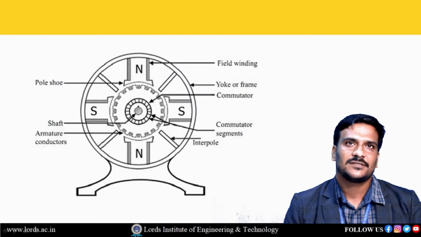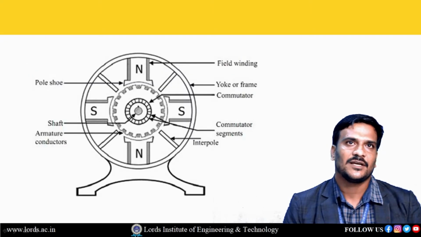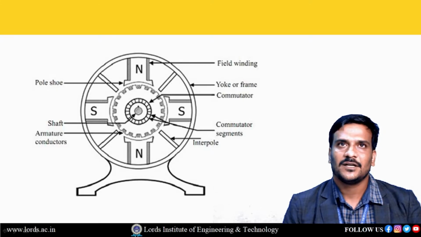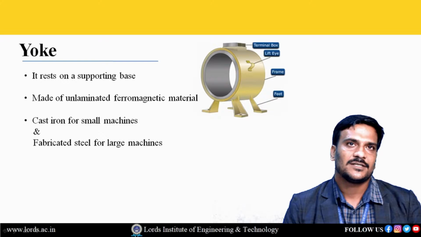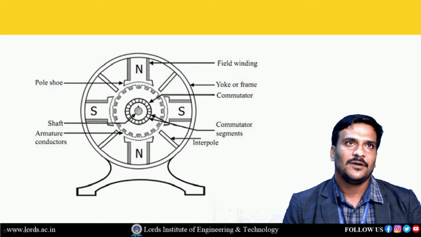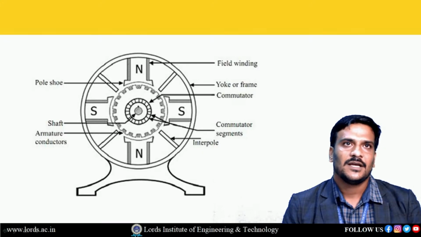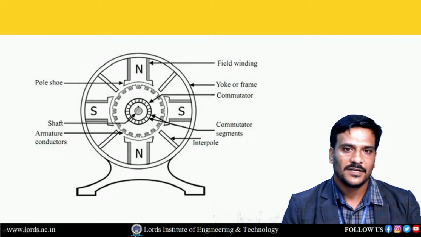This is the cross-sectional view of the DC machine where you can see all the parts. Here we have an outer periphery, which is the yoke or frame, resting on a supporting base. Field poles are connected to this yoke, and field windings are wound on these field poles. In the rotating part we have a shaft, a commutator with certain segments, and armature conductors placed inside the armature.